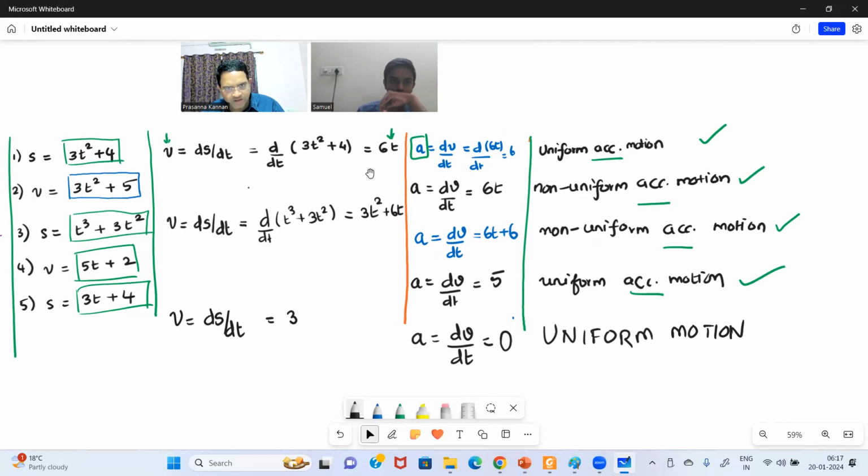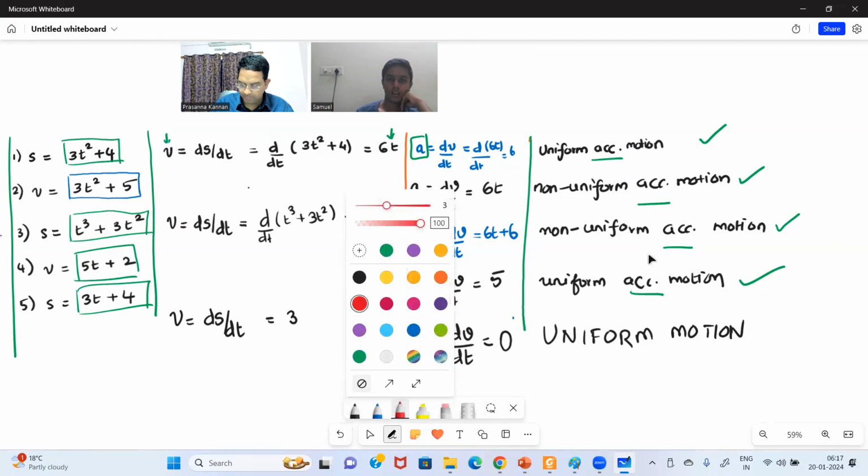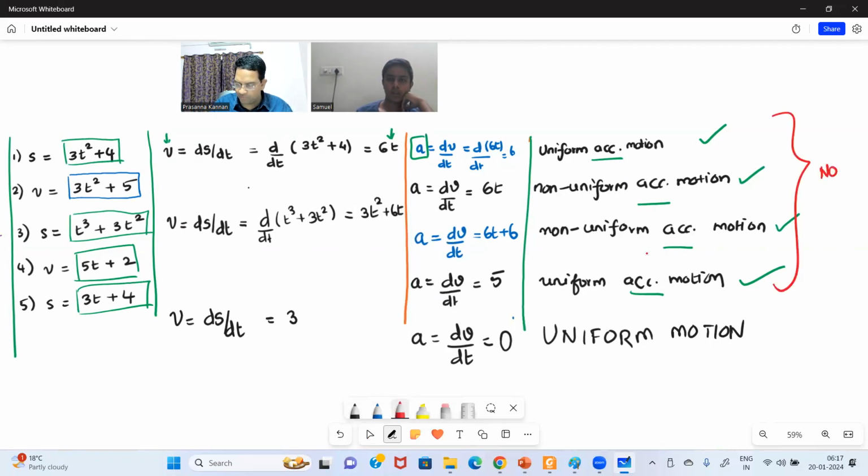See here, what is the equation of velocity? Here, what is the velocity equation? 3t square plus 5. What is the equation? 3t square plus 60. What is the velocity equation here? 5t plus 2. In all these 4 cases, velocity depends on time, which means it's not a constant. Velocity is not a constant, which means what motion do they come under? Non-uniform motion. These all come under non-uniform motion. And in non-uniform motion, it can either be uniform accelerated or non-uniform accelerated.